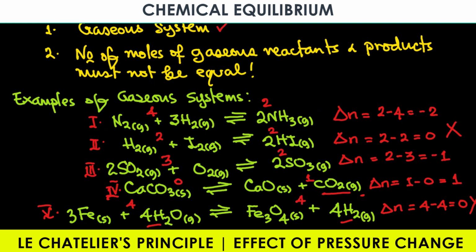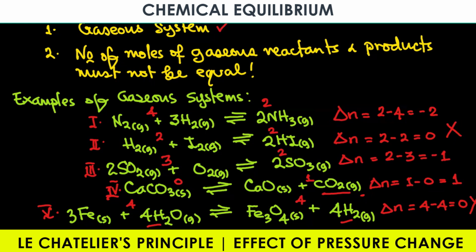The number of moles of their gaseous reactants and products are equal. So change in pressure will not have an effect on the equilibrium positions. So having understood this, let's now look at how increasing the pressure or decreasing the pressure will have an effect on the equilibrium position. Follow me.